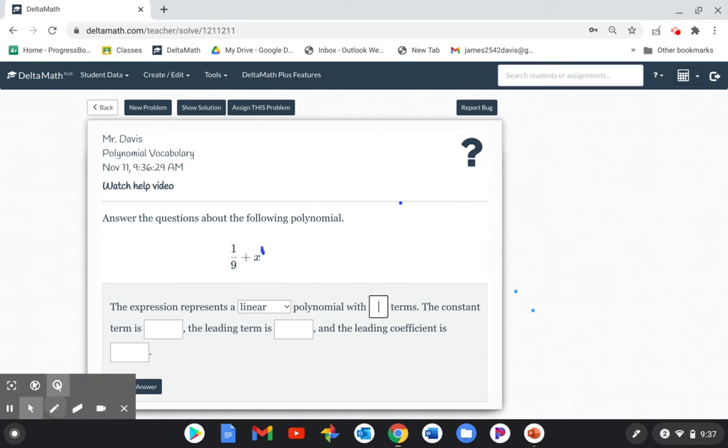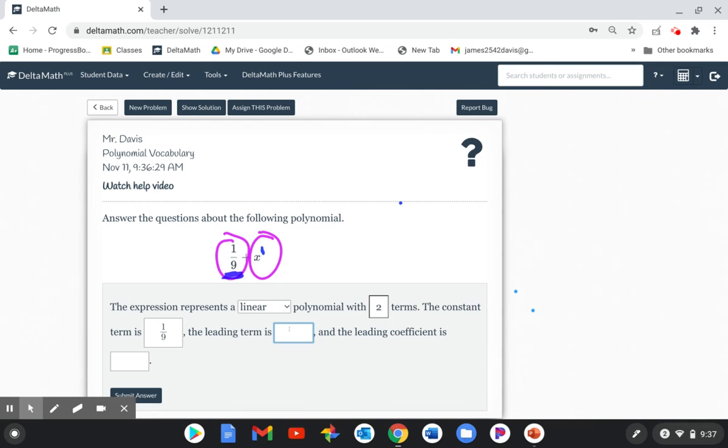Okay, well, each term is separated by a plus or minus sign. That's a term, that's a term. It gives us 2 terms. The constant term, okay, so we're just looking for a constant. That's the number without a variable. It's 1/9. Constants are numbers without variables.